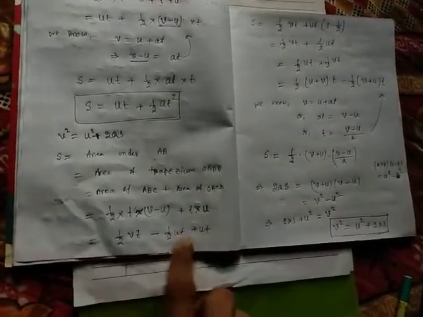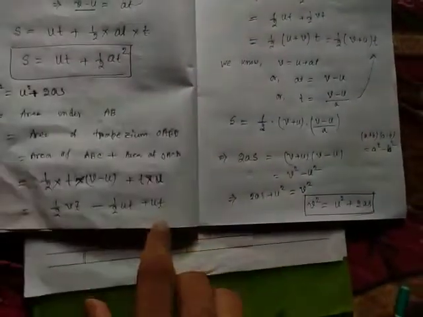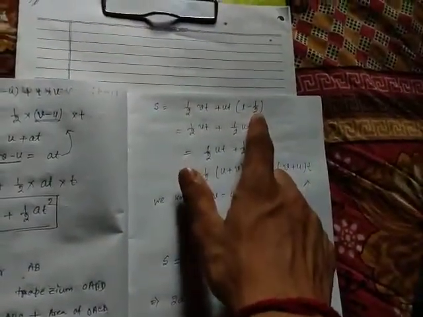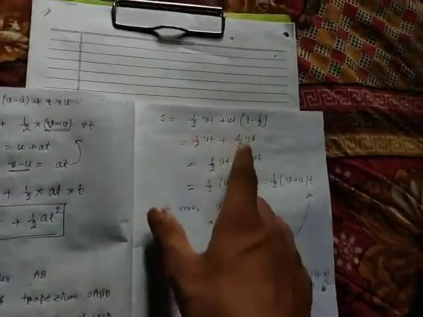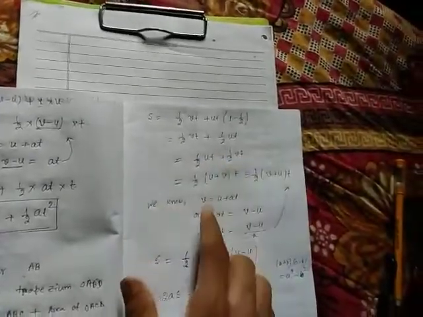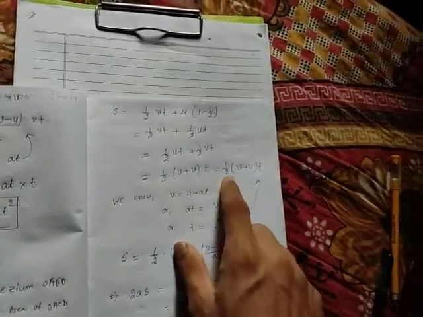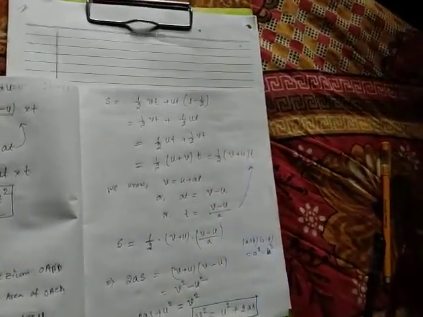Okay, same term, that means the variables are the same. That means the two terms will be subtracted, and we will get half VT. If you take the common UT, then you will get 1 minus half, that means half. So half VT plus half UT. So that means half into U plus V into T. Here I have taken the common half and T, because half and T are common in these two terms. Now here I have arranged it, or written, half into V plus U into T.